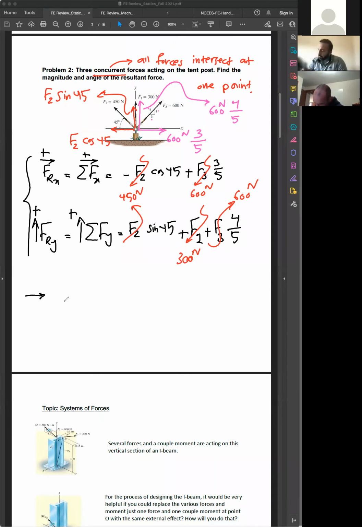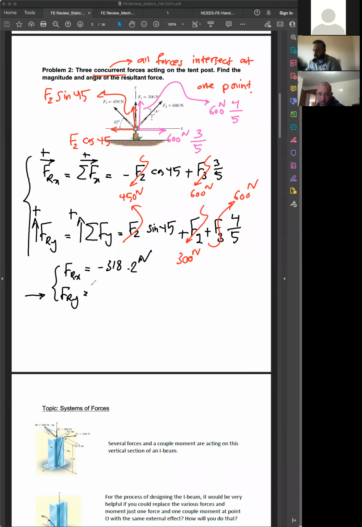From this, your FRX would be equal to, let's punch in the calculator, negative 450 times cosine 45 plus 600 times 3/5. So this one would be negative 318.2 Newton.